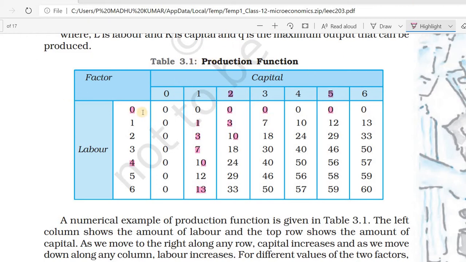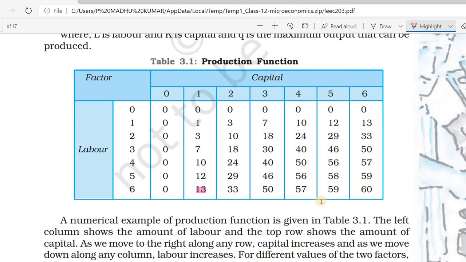Here two factors of production are there. Which are the factors of production? Labor and capital. In this column you can see the capital, and in the left column, in that row, you can see the labor. Now we can study how this labor and capital relation leads to production.